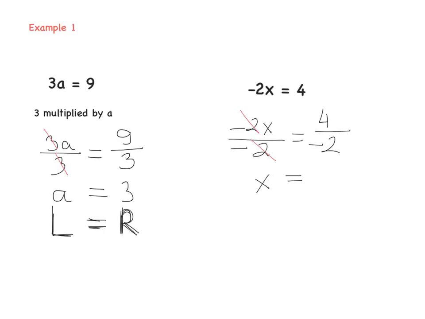What's the sign? We need to figure out the sign first. So we have positive 4 divided by negative 2. So the answer is negative. And now 4 divided by 2 is 2. And this is the answer, okay?